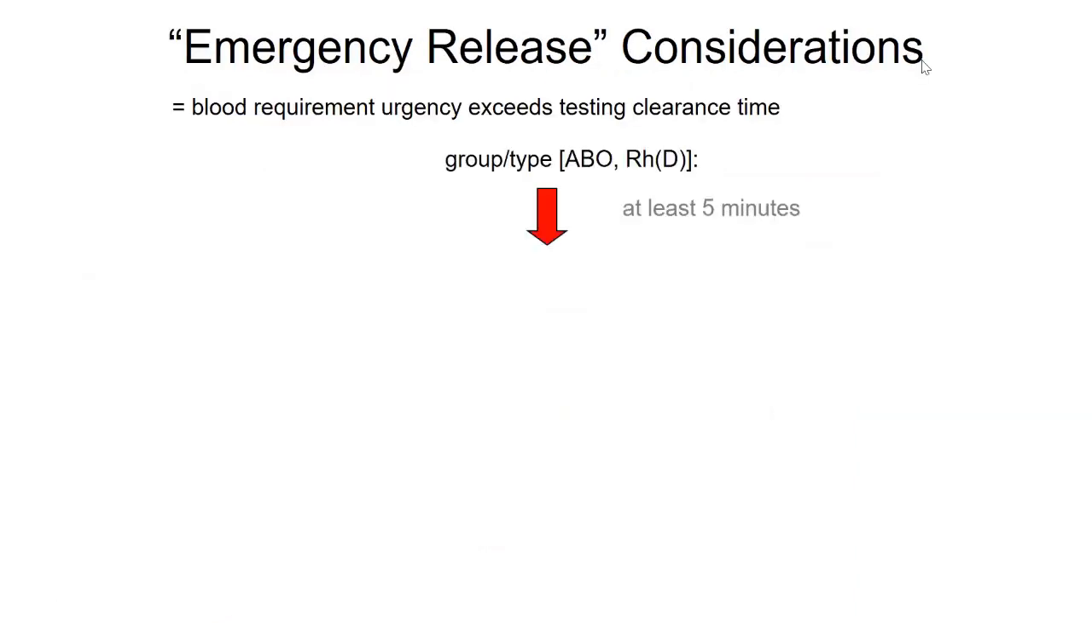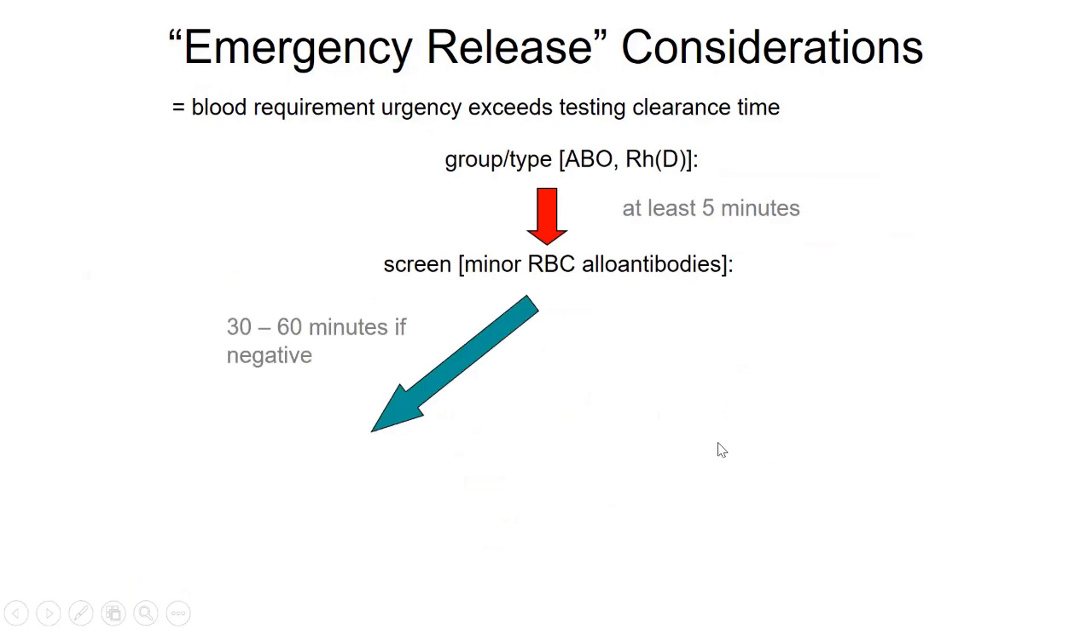So emergency release considerations: the blood requirement urgency exceeding the testing clearance time speaks to how long it takes to group your patient, how long it takes to screen. The result of that negative screen takes you to a 1-hour finish line if you declare that specimen to be stat.